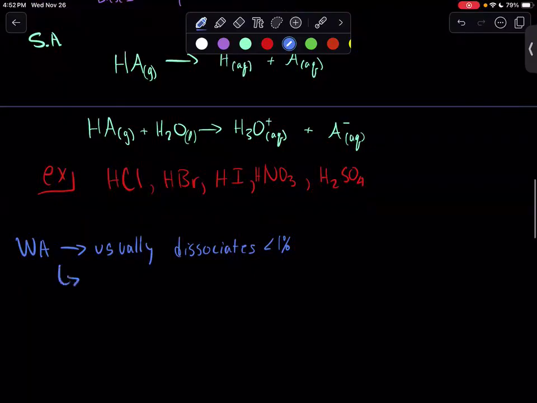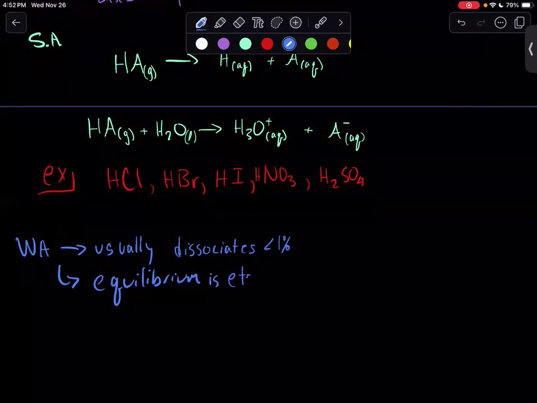And because of this, we have an equilibrium established. So with that, we're gonna have our Kc, our equilibrium constant, far to the left. And we know that because, again, it's less than 1%.